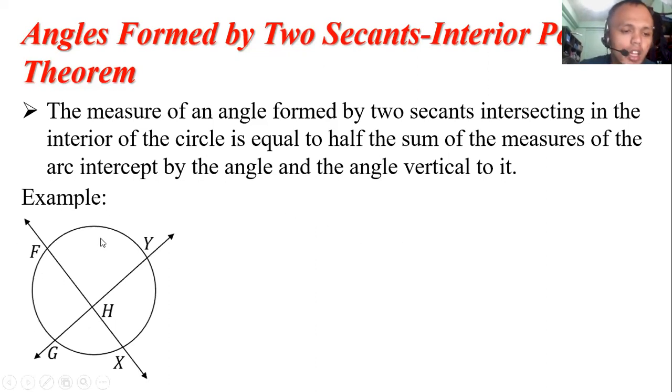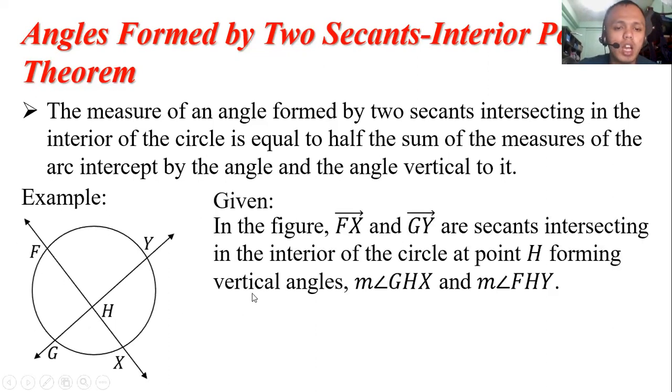In a given circle, we have two secants here. We have FX and GY, which are secants intersecting in the interior of the circle at point H. So yung point of intersection nila is point H, forming vertical angles GHX and FHY, and also FHG and YHX. So nakakapag-form siya ng two pairs of vertical angles.